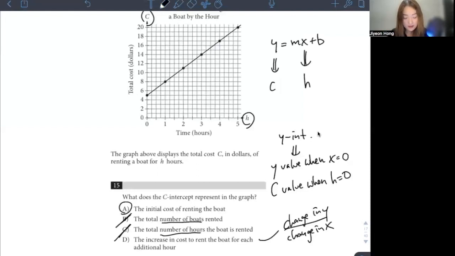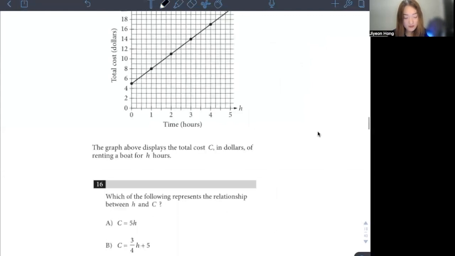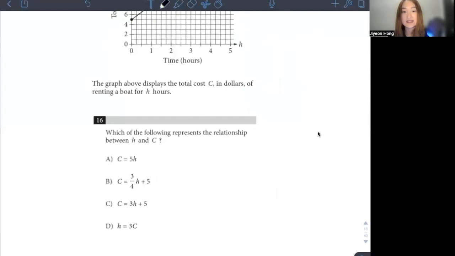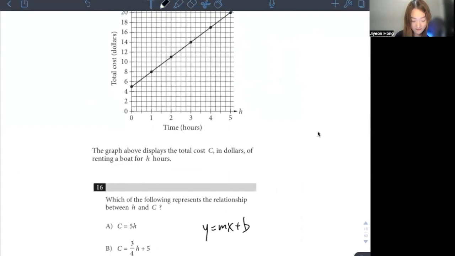All right, number 16. Which of the following represents the relationship between H and C? Again, this is just a simple y equals mx plus b question, but this indeed is a trick question because everyone immediately goes, okay, the Y-intercept is 5, very easy. And then I'm going to count up, 1, 2, 3, rise over 1, 3 over 1, 2, 3, 4. Oh, 3/4 is the slope. And this is exactly how they fall into the trap, because attention to detail is something they really care about. You'll notice that the units are different for the hours versus the dollars.